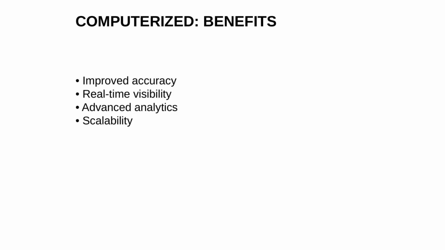With computerized systems, accuracy improves through standardized transactions and controlled processes. Real-time visibility supports faster decisions and better service. Advanced analytics can identify trends, slow movers, and root causes of inventory issues. And scalability allows the system to grow with the business, across more SKUs, more warehouses, and more channels.